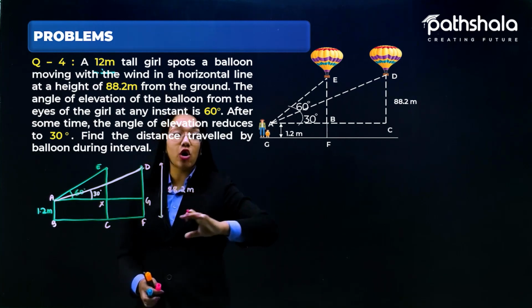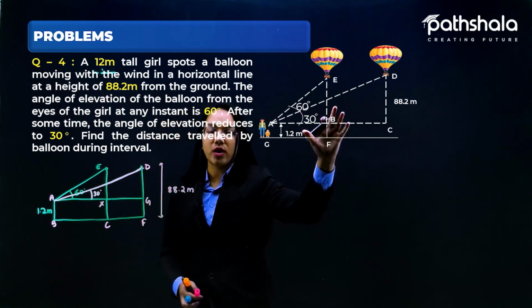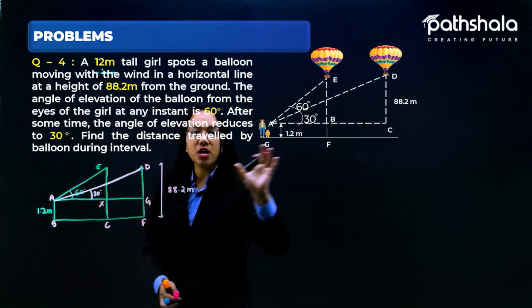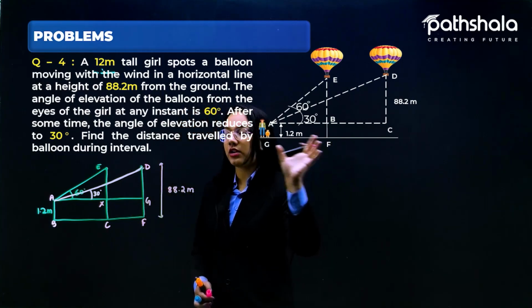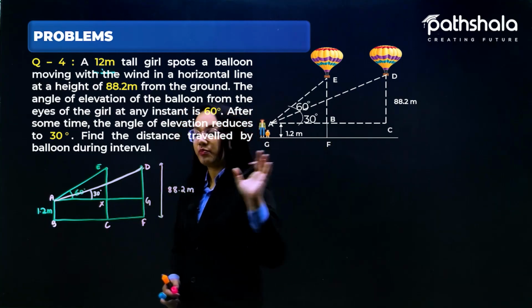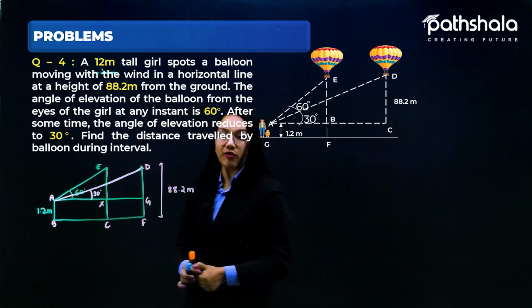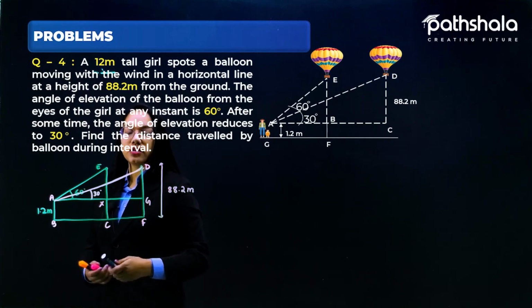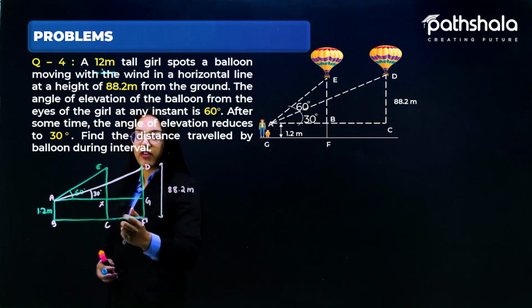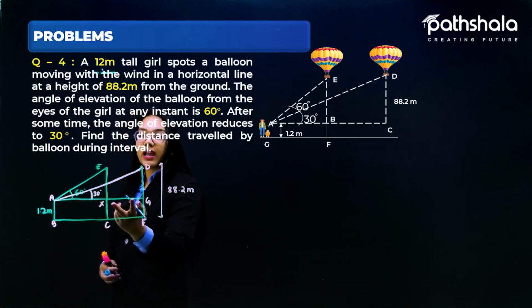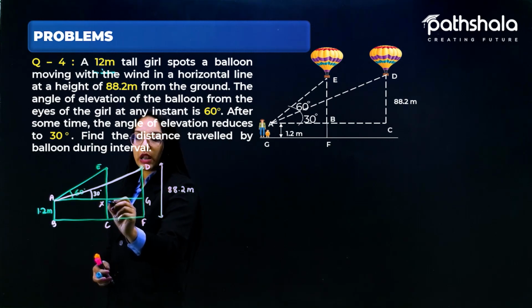I have drawn this figure totally different from this one, with my own points. You can also take this figure, but I am taking a different figure from this one. So this is the figure that I have generated from this question. Now in this figure we have to calculate this XG distance. This is my question mark.